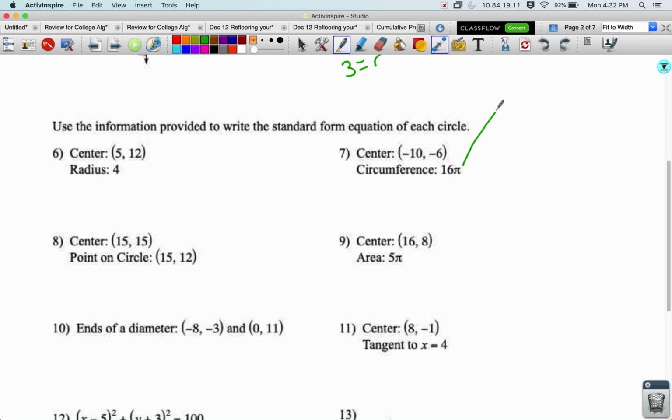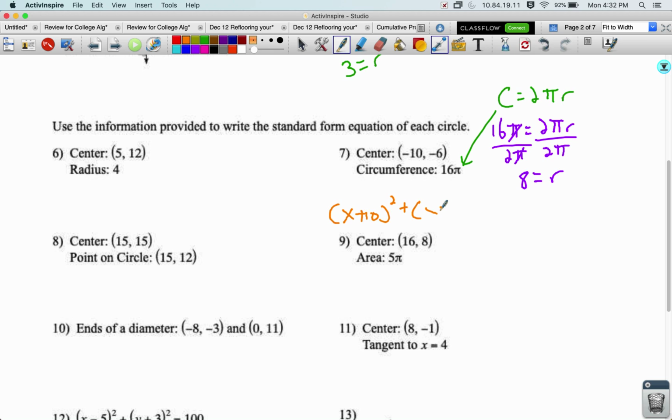Here we've got the circumference, so we need to know the formula that circumference equals 2 pi times the radius. And that way we can plug in 16 pi for our circumference. Divide both sides by 2 pi. Pi's cancel out on this side, and we get that 8 equals the radius. So now we can write down our formula now that we know the radius. (x plus 10), remember flip the sign on that, squared, plus (y plus 6) squared equals the radius squared, so 64.